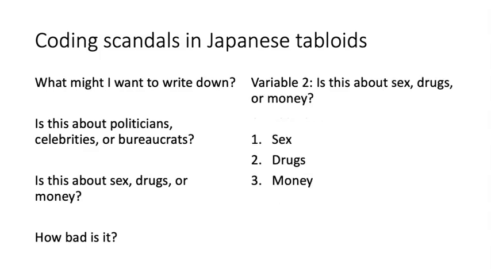Now, how do we do this? The second one is pretty self-explanatory. Again, sex, drugs, and money. So, for example, in the second story, the one about the vice minister taking bribes, I wouldn't write down bribes. I would write down 3 for money.